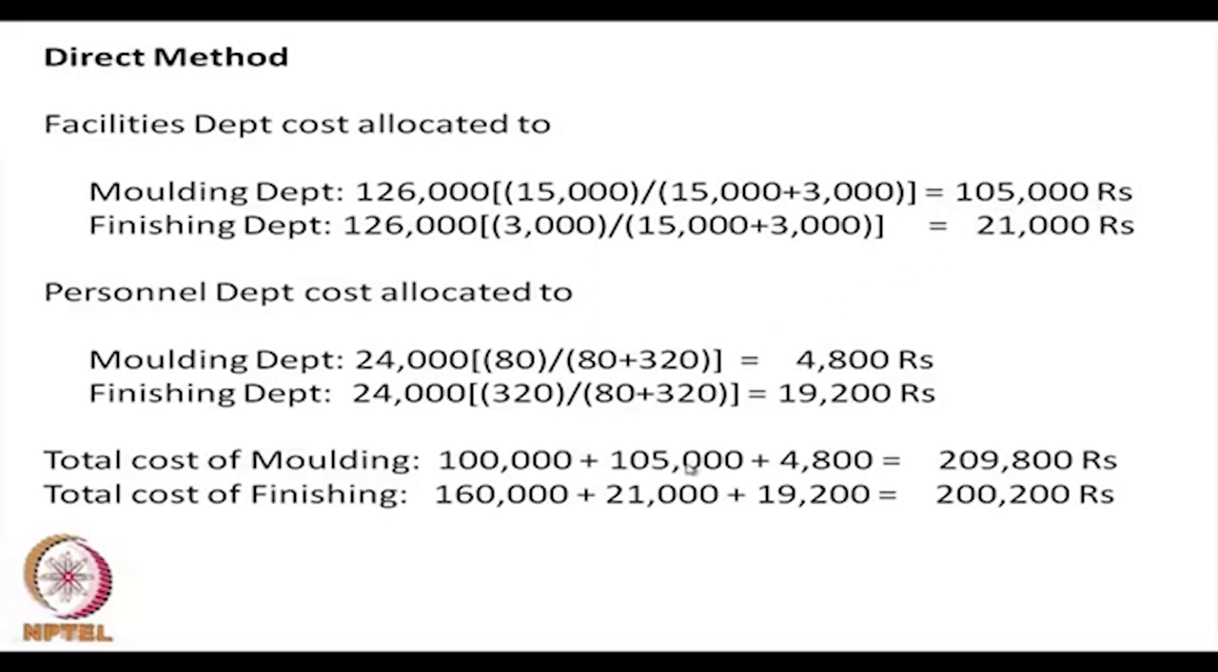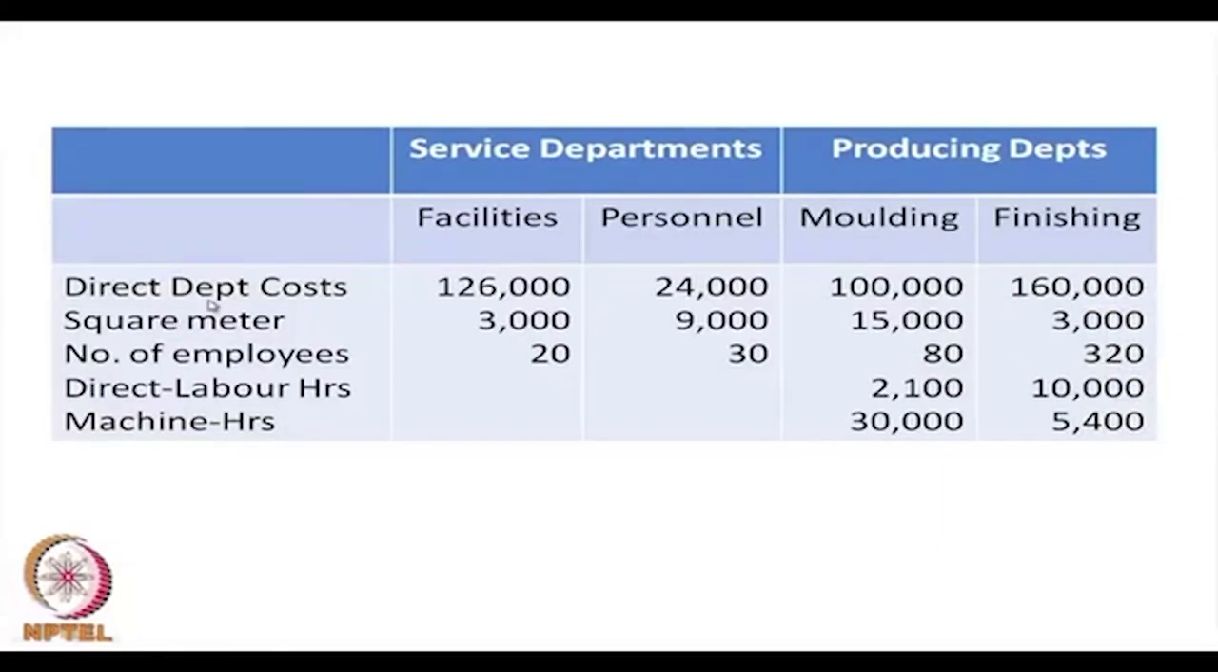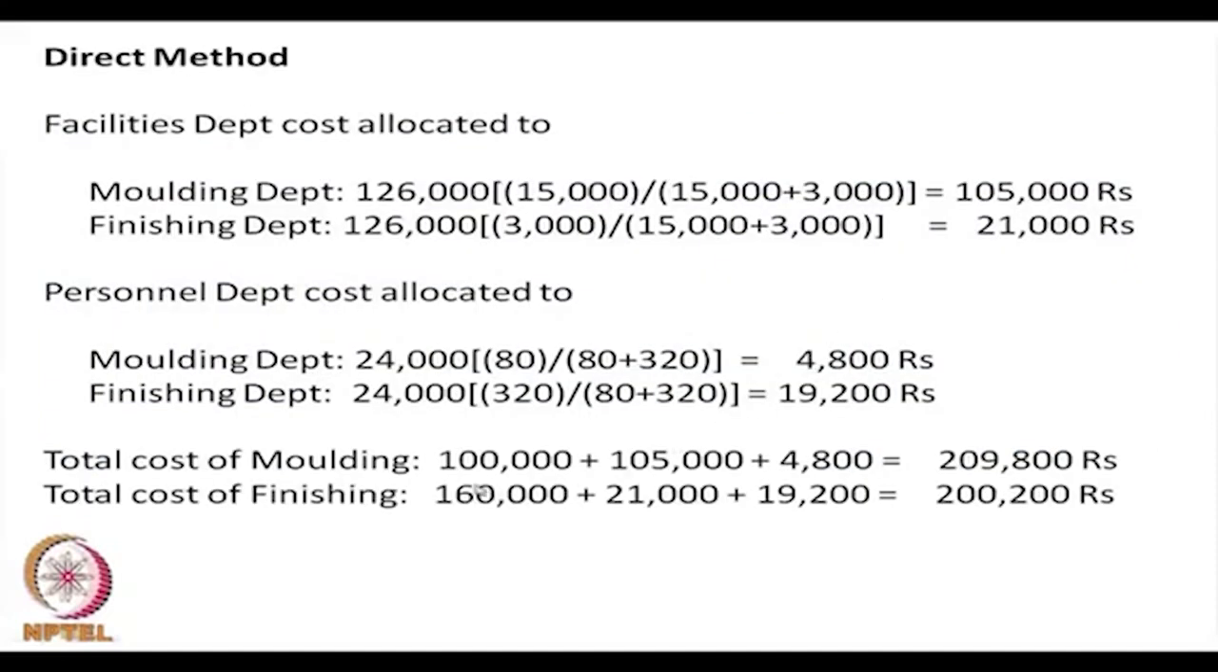Now we see that the total cost of molding is this: 105,000, the cost allocated from the facilities department, and 4,800, the cost allocated to the molding department from the personnel department, plus its own direct cost. Look at this table. The direct department cost of molding is 100,000. So the 100,000 rupees that it already has, plus the costs allocated from facilities and personnel, when added, gives you 100,000 plus 105 plus 4,800, which makes it 209,800 rupees, the total cost of molding.